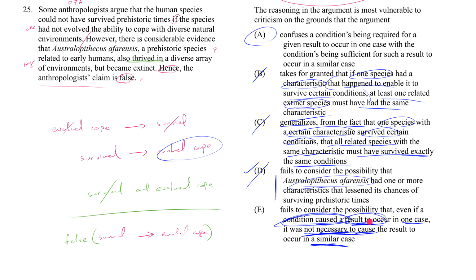They could have, it's not necessary. They could have not evolved the ability to cope, yet survived anyway. In other words, E is saying just because something is a cause in one situation doesn't mean that it's the only cause, right? You have to consider that there may be other causes that can affect the same result in other situations. Okay, so many ways in which E doesn't map onto the argument.